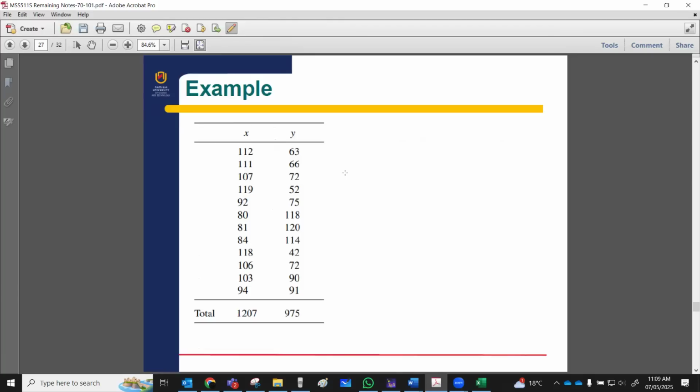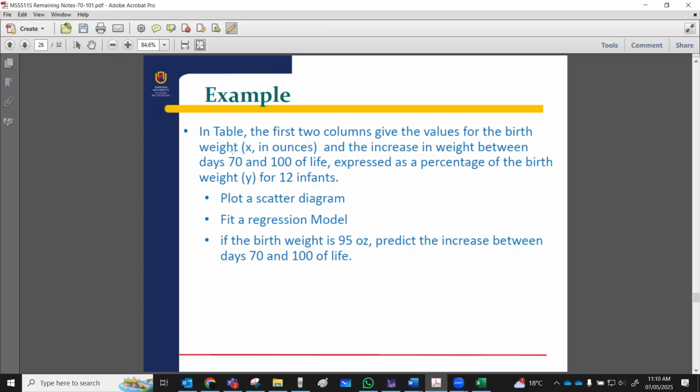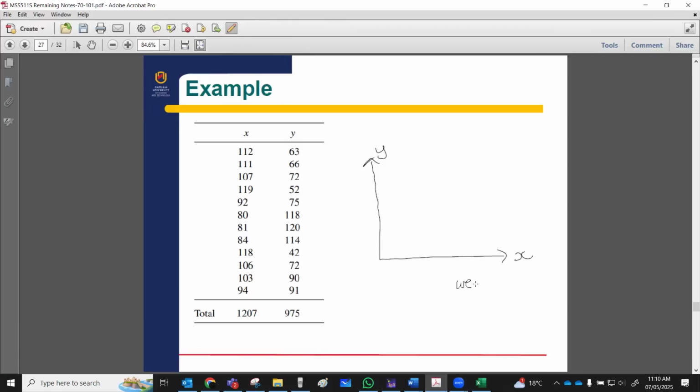As for plotting a scatter diagram, I don't expect anybody to have any problems, but basically what I want to see is that you show your x-axis and your y-axis, and then you label them. What is my x-axis? x is the weight, and y is the increase. So this is our weight in ounces, and this is the increase as a percentage.